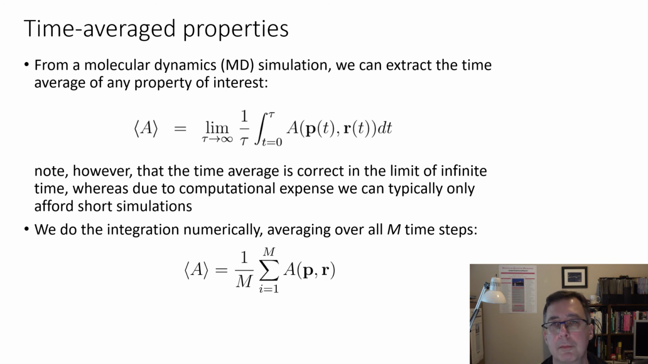From a molecular dynamics simulation, MD simulation, I can extract the time average of any property. So if A is some property, and we'll talk about some properties in a minute, then I can compute what's the property of the system for a given set of momenta and positions at time t, and then if I just integrate that over all times that are in the simulation up to a final time tau, then in the limit as tau goes to infinity, that gives me the macroscopic average property of the system. Okay?